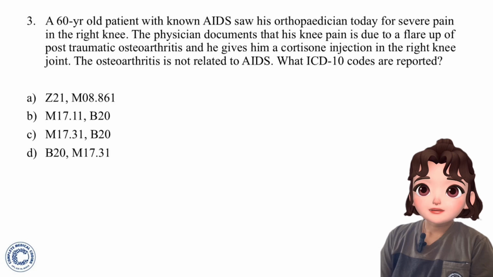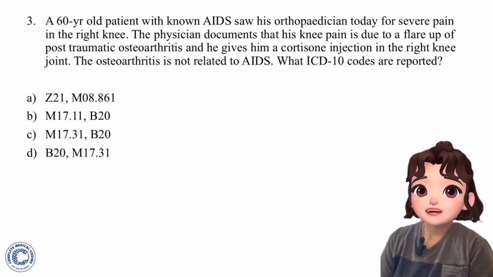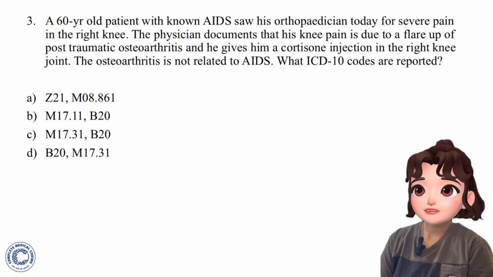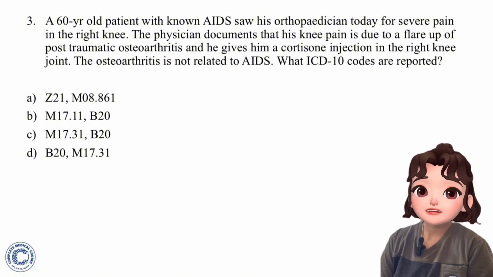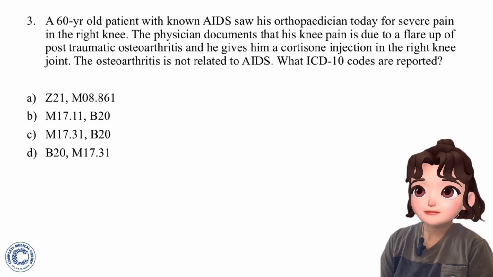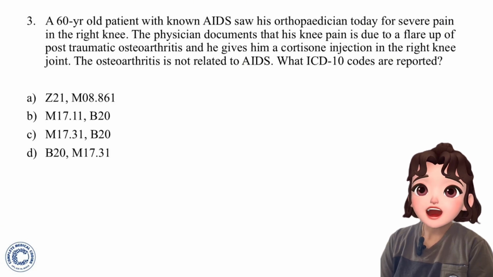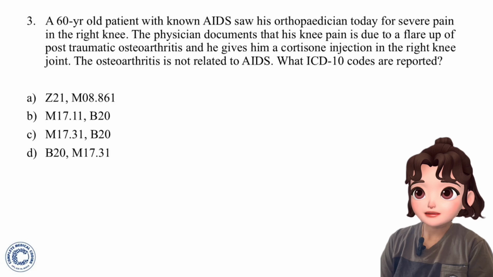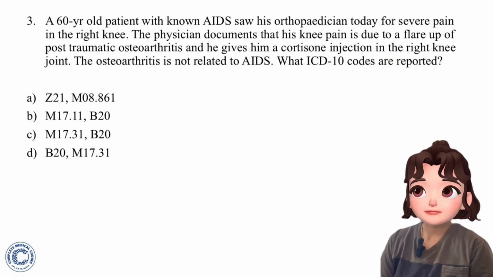Now, moving to the third question. A 60-year-old patient with known AIDS saw his orthopedician today for severe pain in the right knee. The physician documents that his knee pain is due to a flare-up of post-traumatic osteoarthritis, and he gives him a cortisone injection in the right knee joint. The osteoarthritis is not related to AIDS. What ICD-10 codes are reported?